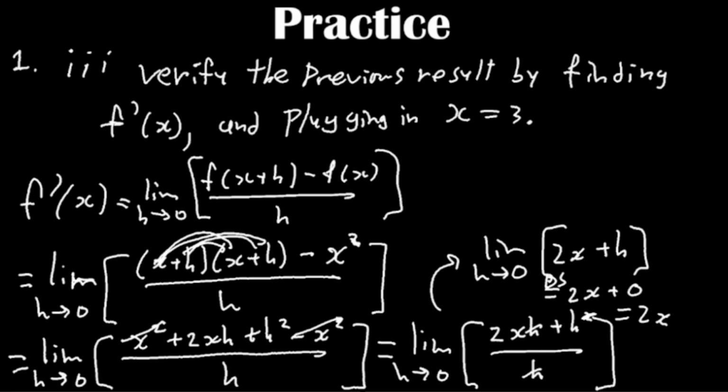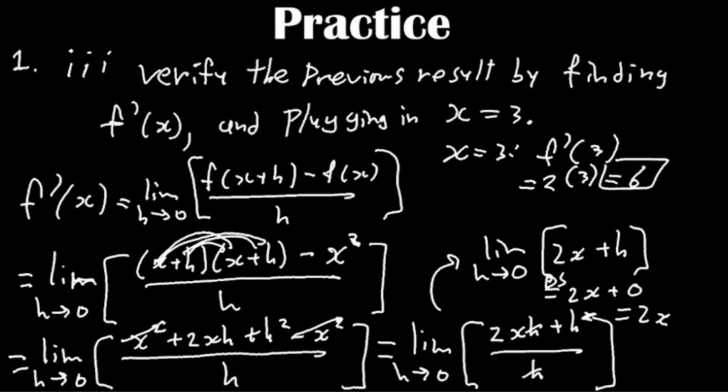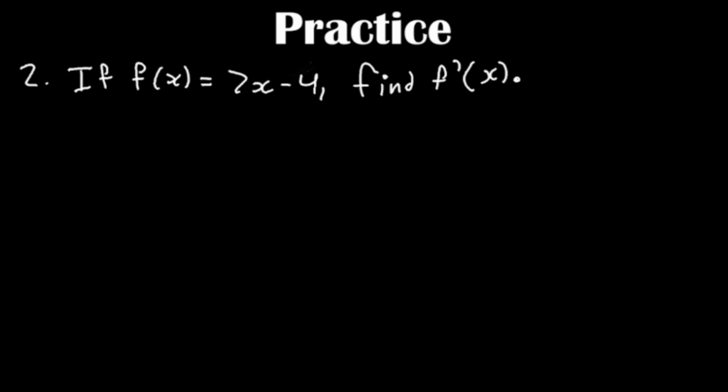Okay, so now let's plug in x equals 3. So that would be f prime of 3 is equal to 2 times our input, which is 3, which is 6. So that all checks out. All right, so now we have another function. f of x equals 7x minus 4. And we want to find the derivative of that function. Remember, this is all from first principles. We're going to learn some formulas in the next video that will help us evaluate this. But for now, we have to do this using our derivative definitions.